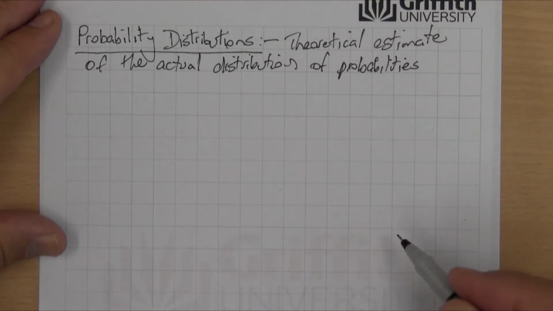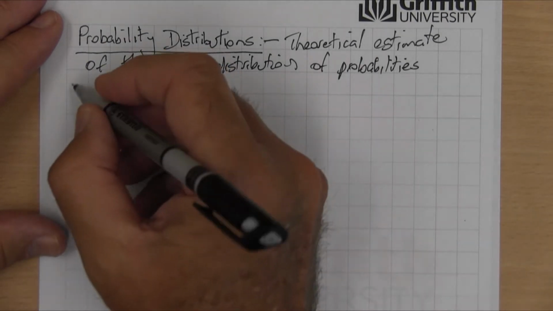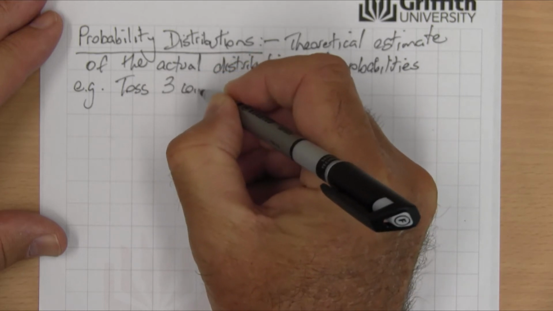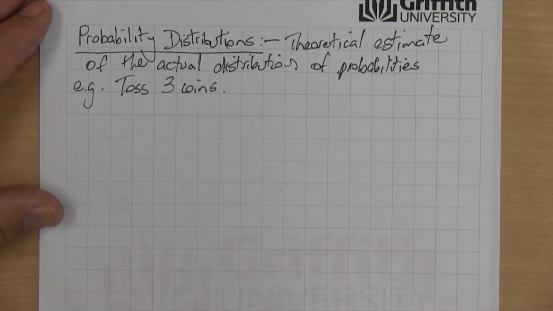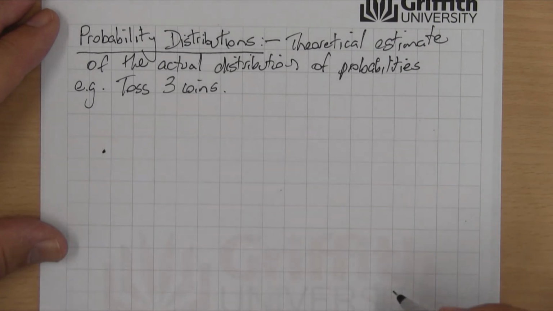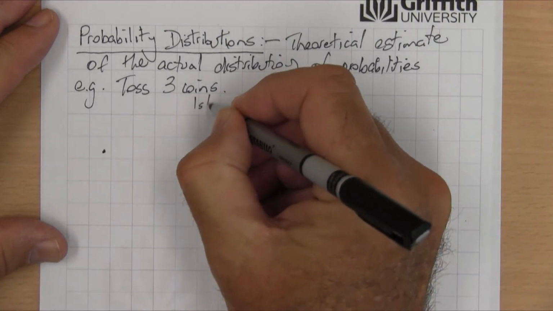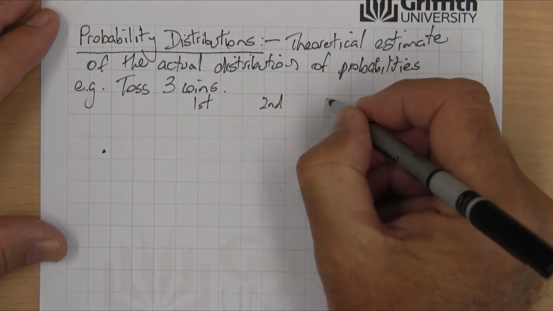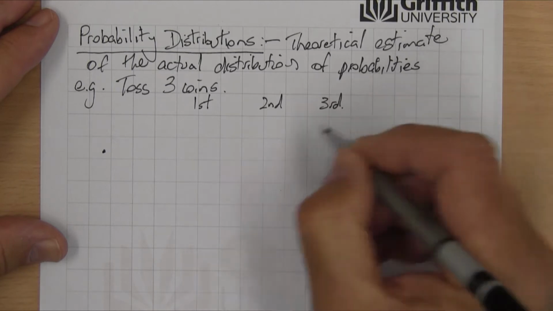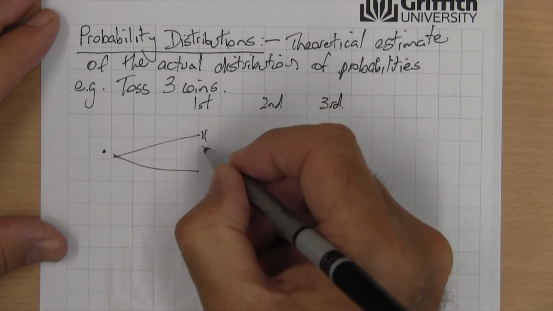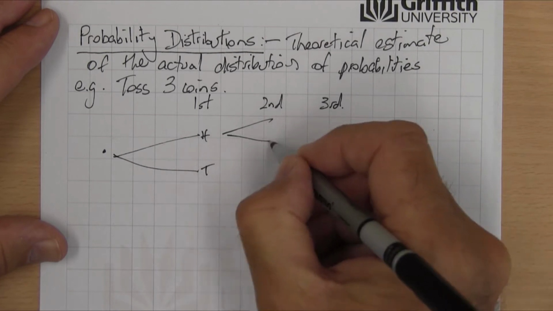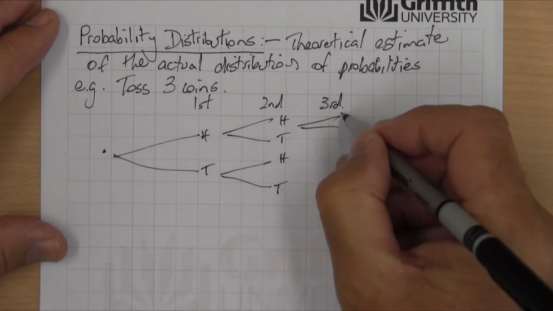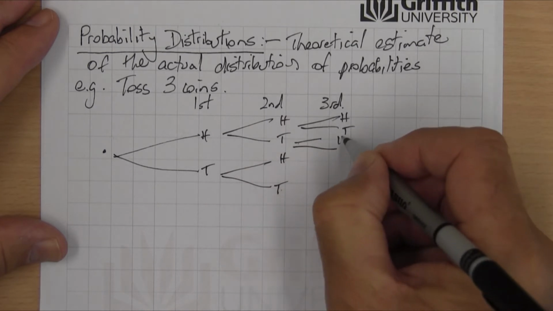So probably the best way to explain this once again is by an example. So toss 3 coins, and we've done this before, but very quickly you could do a quick tree diagram. First coin, second coin, and third coin. So we can get a head or a tail on the first, head or a tail on the second, and a head or a tail on the third.